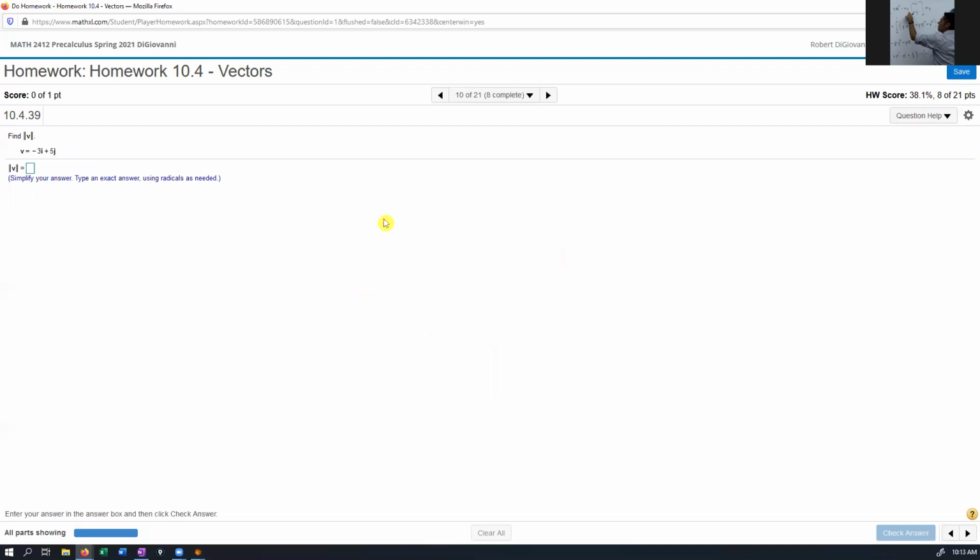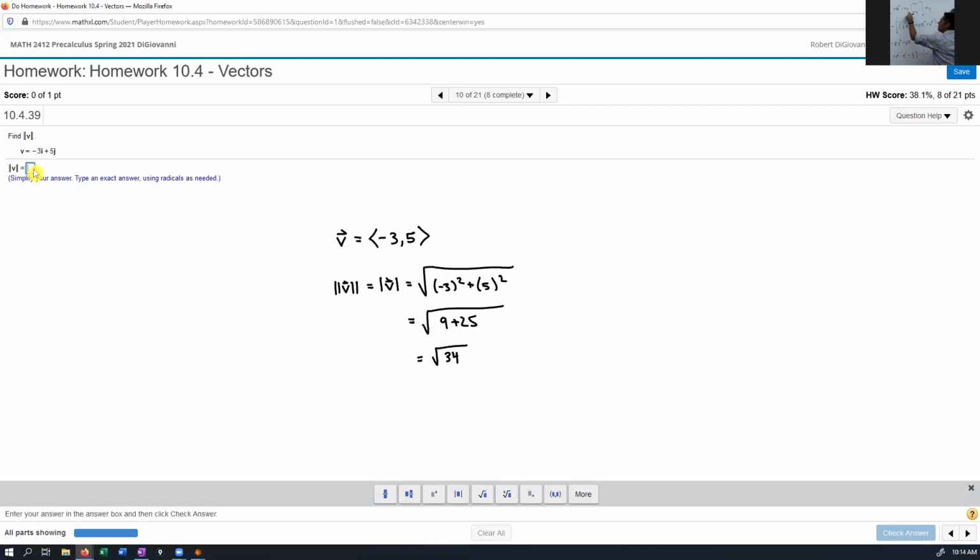Okay, so now the next one, they want us to find the magnitude of V. So the vector V, I'm going to write it the way we wrote it in class, is -3, 5. And then the magnitude, they use a double absolute value for magnitude. We used in class just one like that. Okay, so it doesn't matter, it gives you the same thing. So all we do is take each of the components and square them and take the square root. We get the square root of 9 plus 25, which equals the square root of 34.